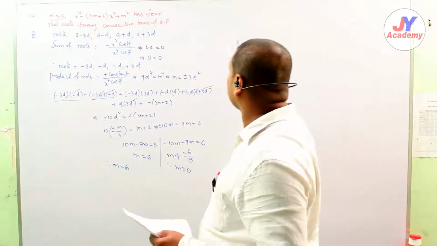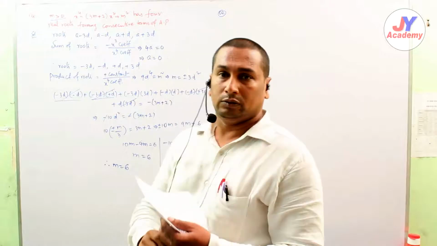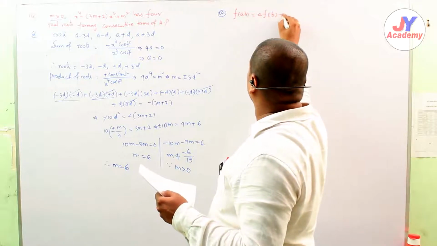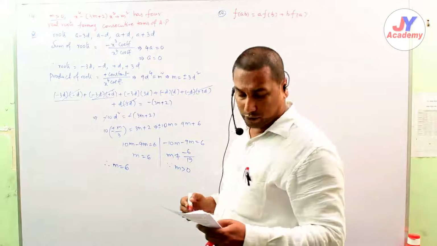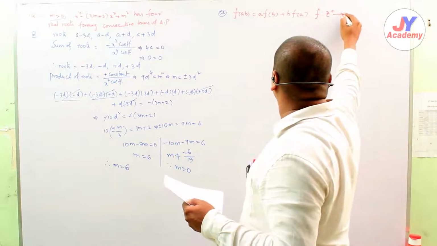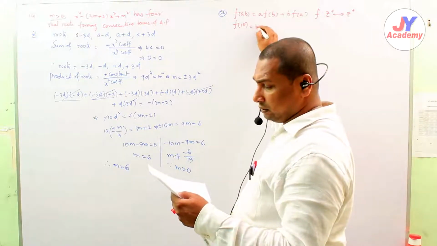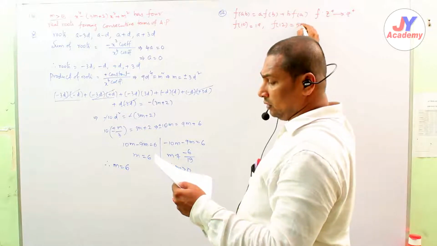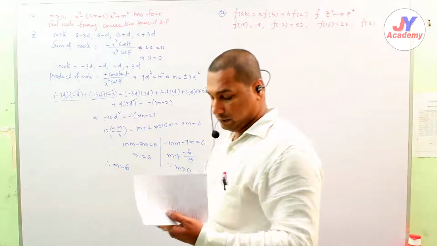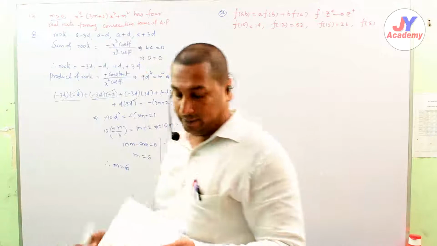Now see the second one. How many of you did the second question? Only 3. F of AB is equal to AF of B plus BF of A, and F is a mapping from Z plus to Z plus. F of 10 is equal to 19. F of 12 is equal to 52. F of 15 is equal to 26. What is f of 8?